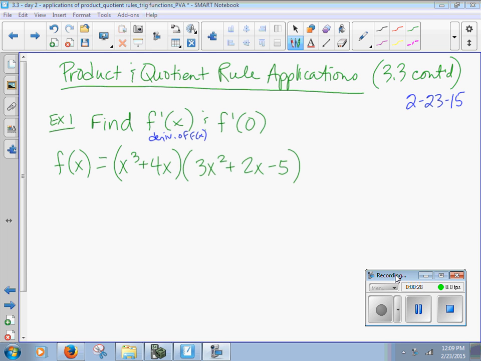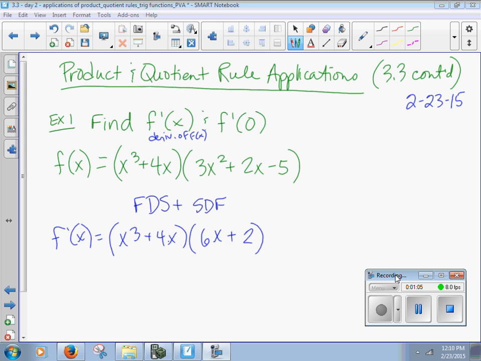As long as you get the right answer, I don't care. You need to get the process though, the product rule. Because all you have to remember is first times derivative of second. That's all you have to remember, because the other part is the opposite, the symmetric one. I don't have to memorize it. So the only part I remember is first times derivative of second. Okay? So that means my first is x cubed plus 4x.